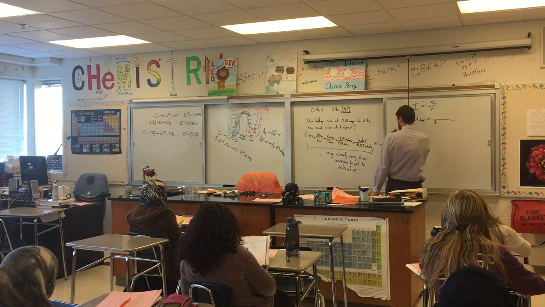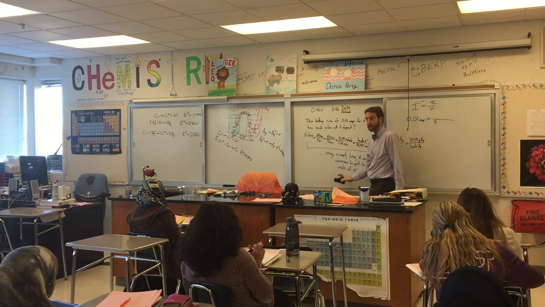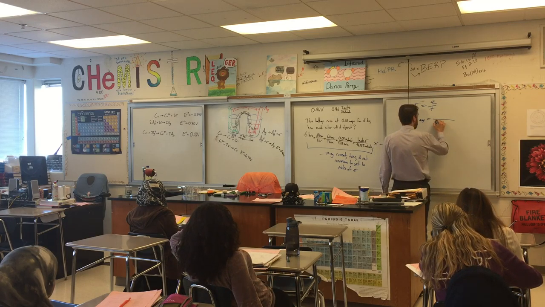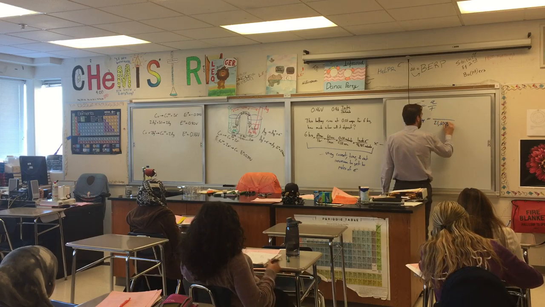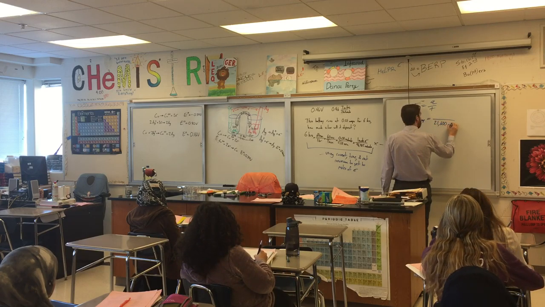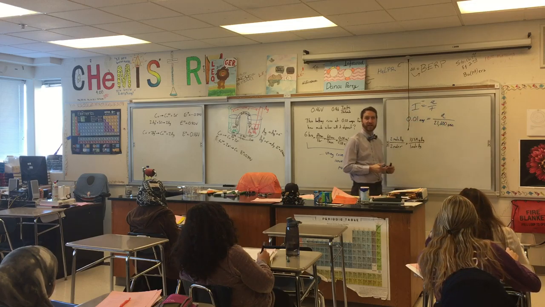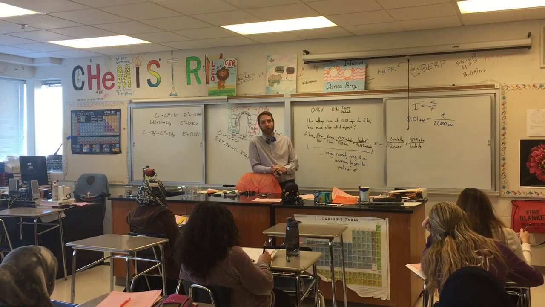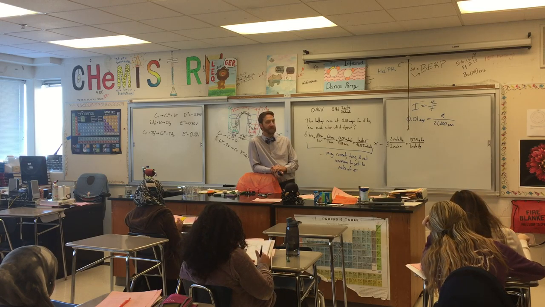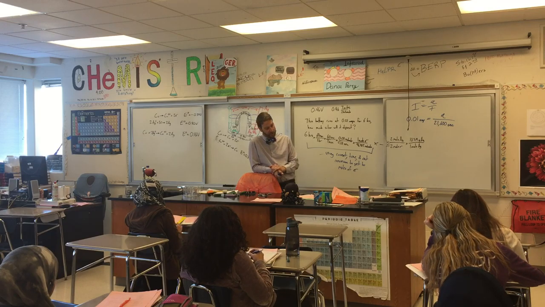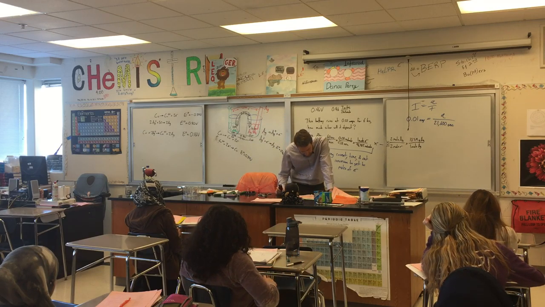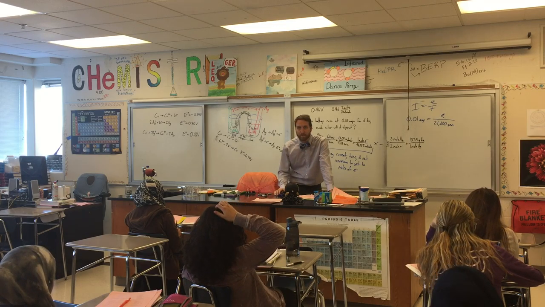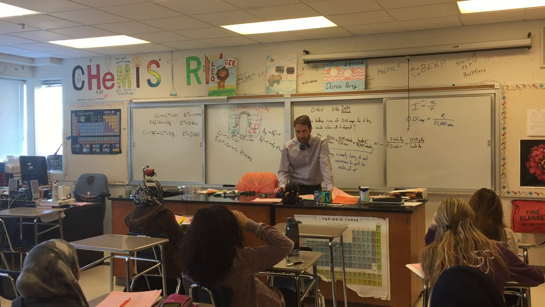So what we could have done is we could have said, well, we're running this thing at 0.01 amps. That's our current. We're running it for 60 times 60, which is 3,600, times 6 hours, so 21,600 seconds. We solve for Q, and it's going to give us the number of coulombs. So we still have to convert coulombs to moles of electrons.